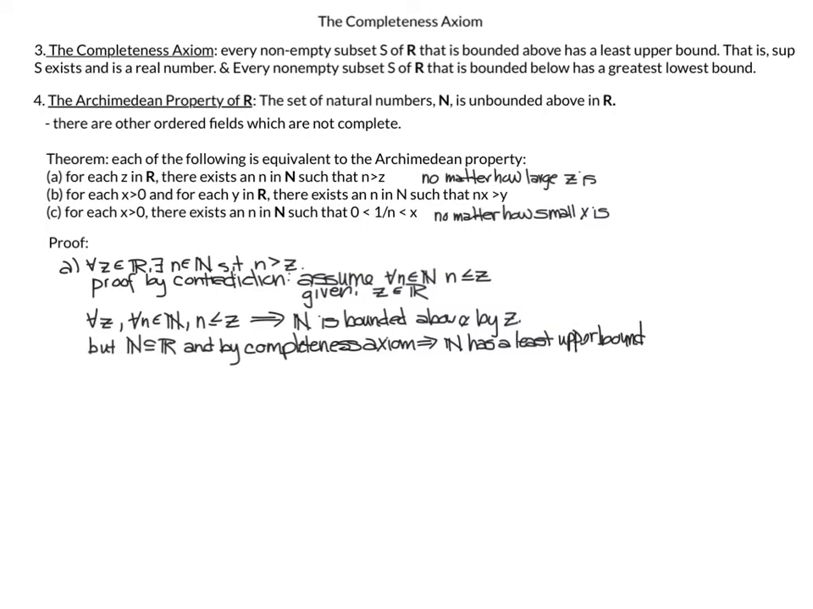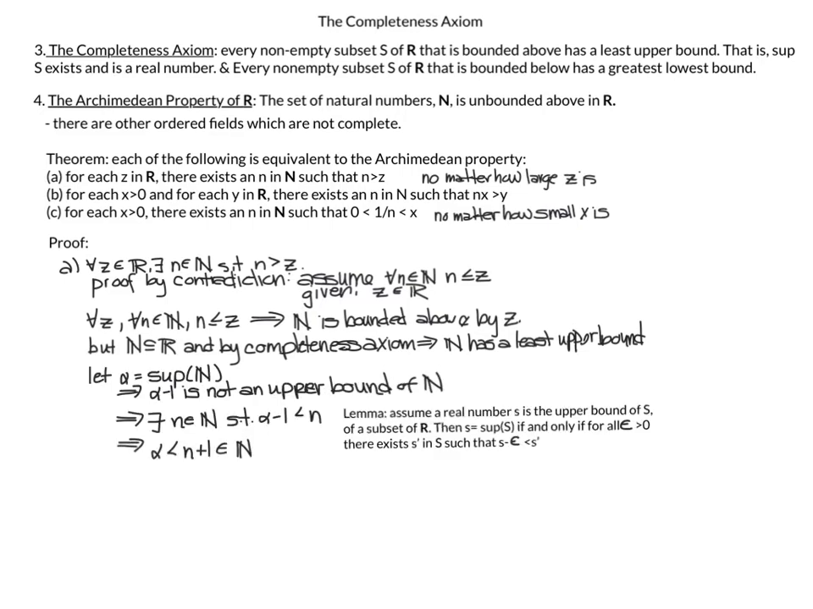And then by the completeness axiom, what that would mean is that N being a subset of R and also bounded above means that N must have a least upper bound. So that's what I wrote here, N has a least upper bound. I am going to designate that least upper bound as alpha, which is the sup of N. And now I'm going to consider alpha minus 1. It is not an upper bound of N because alpha is the least upper bound.